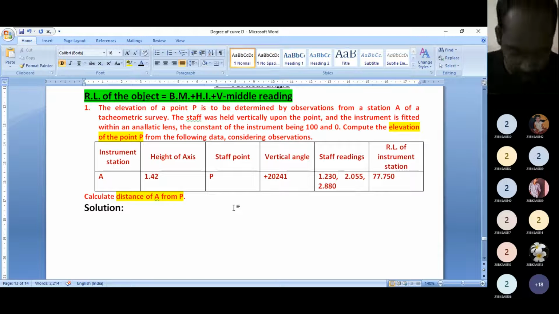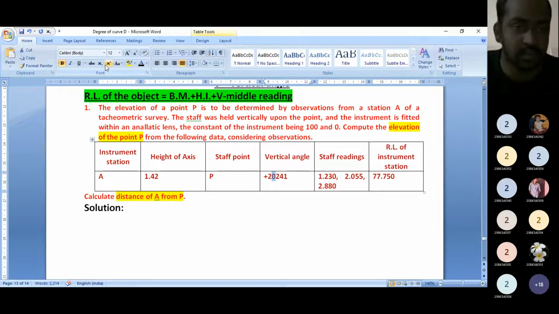Remember that A is the instrument station and P is the staff station. From A we take the measurements or readings, and at P we keep the leveling staff, and the elevation of P we have to determine. You can see a vertical angle has been given here, 2 degrees 24 minutes.